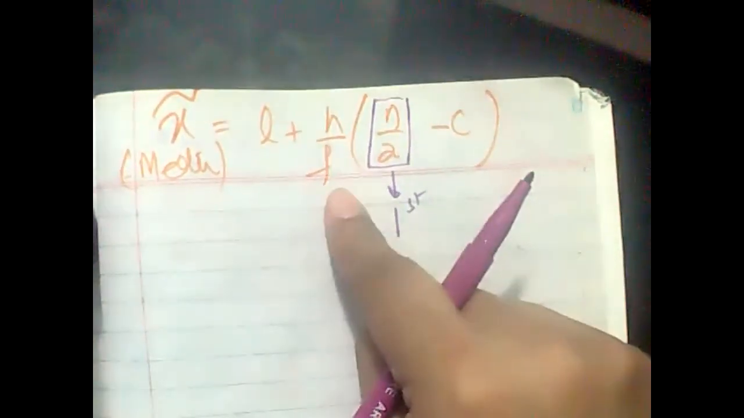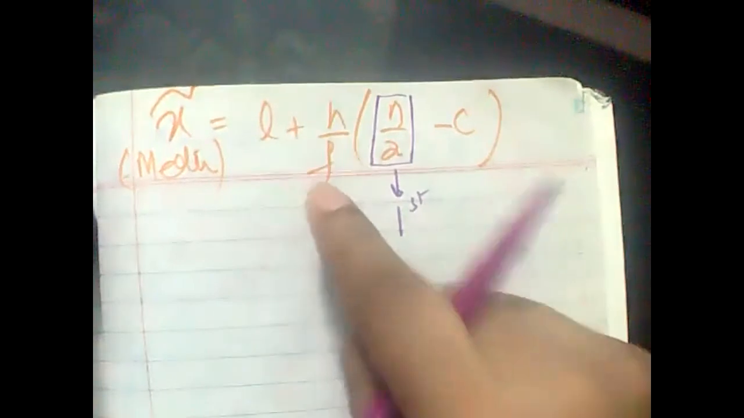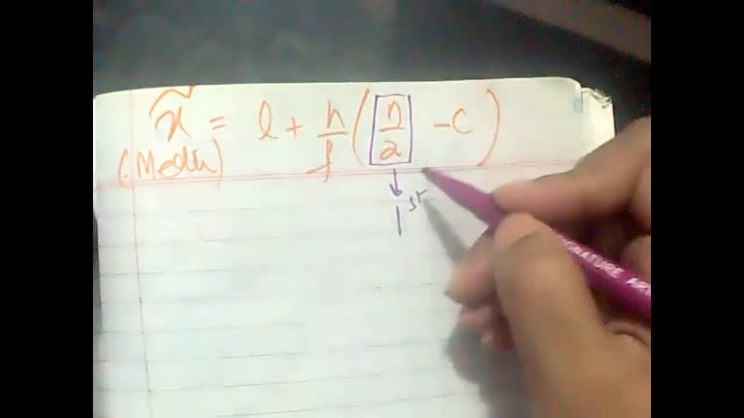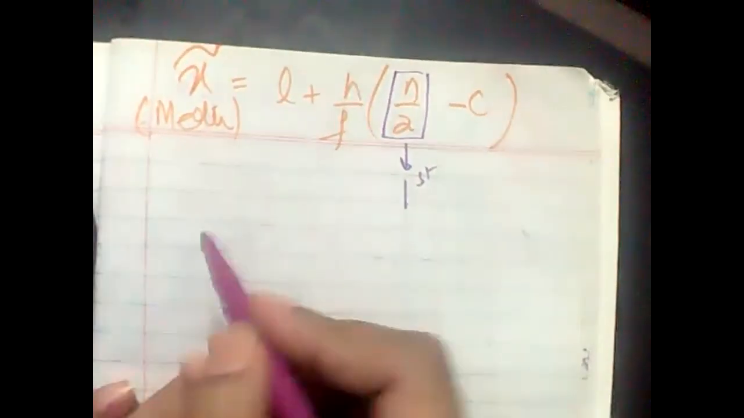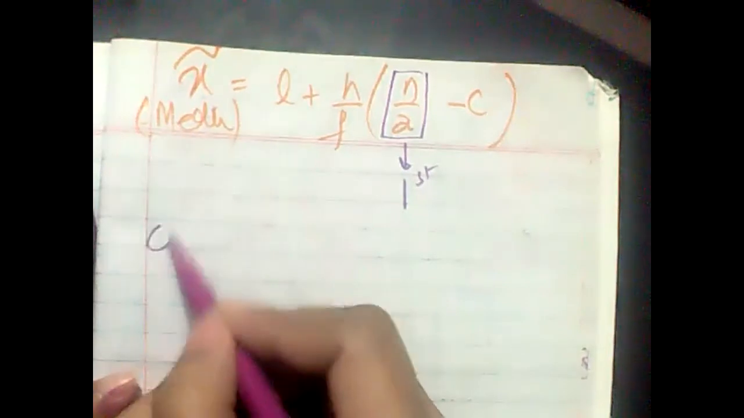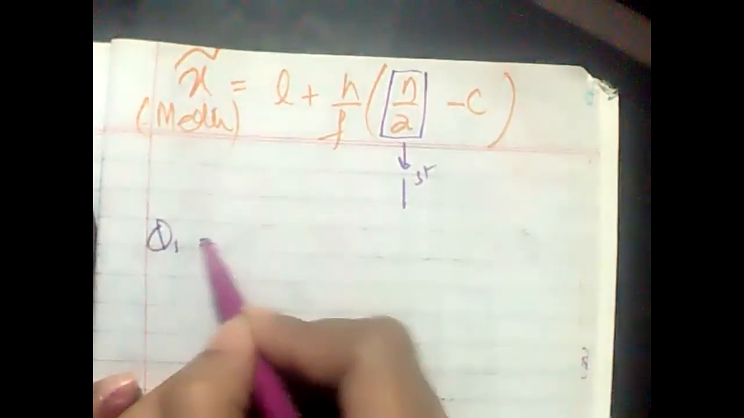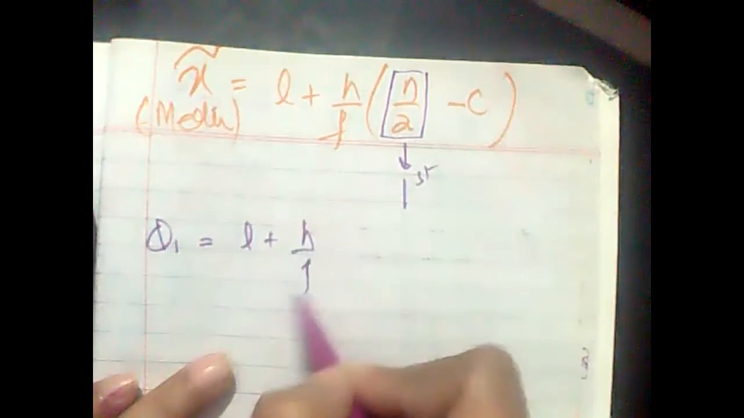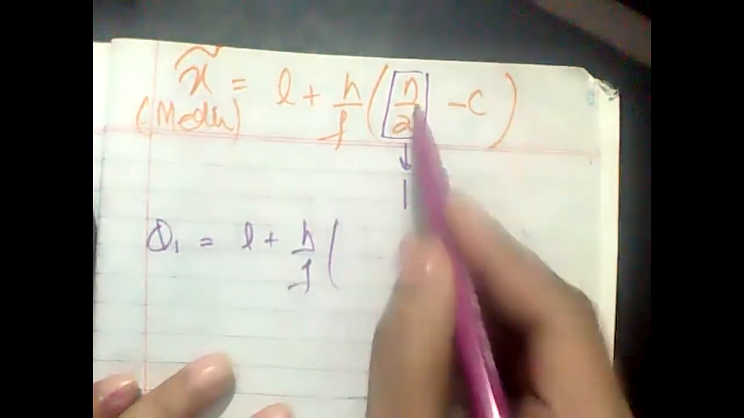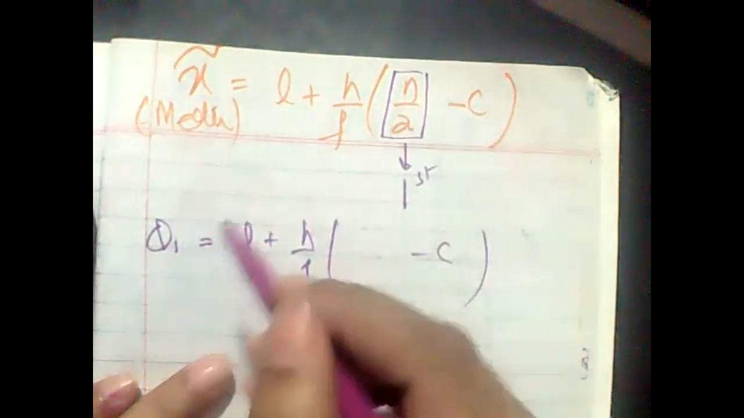Now remember class, I'm telling you a very easy thing. You do quartiles, you do deciles, you do percentiles, whatever you do, you just need to change this value and the rest of the procedure is the same. Okay, let me prove it to you. Let me do one quartile first. I'm doing Q1 again. So Q1 is L plus h upon f, minus c.